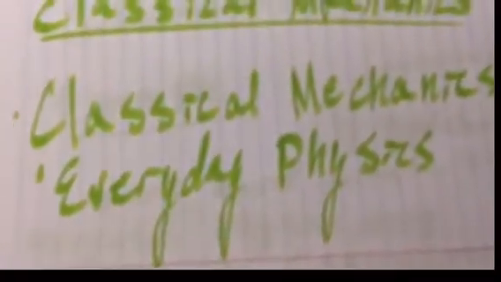So my topic is Lagrangian Mechanics. What is this thing? Well, it's another way to explain classical mechanics. What classical mechanics is, simply, is everyday physics, and that is physics that is not quantum physics or relativity.